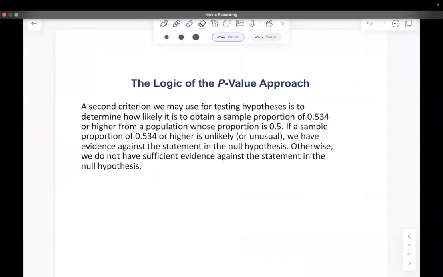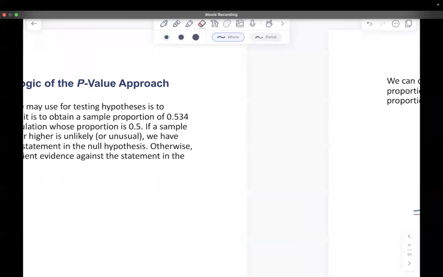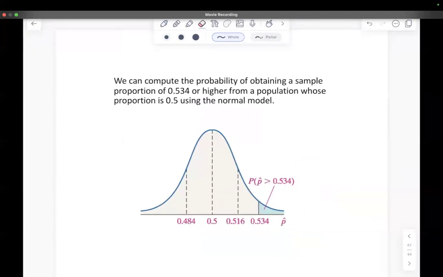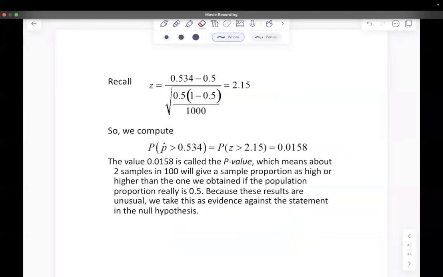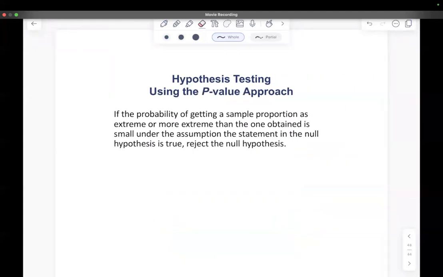Next, this is the other way. So the p-value approach: instead of using z-scores, I'm going to find the probability of getting our value.